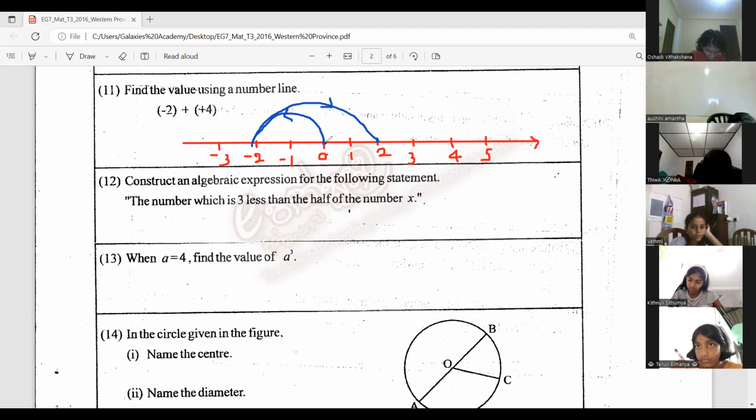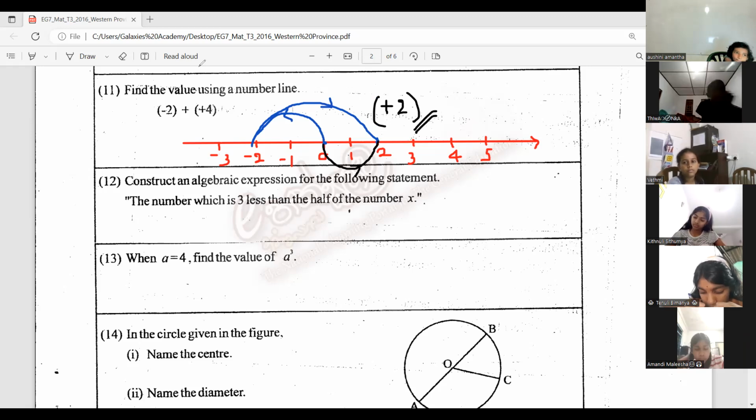Then look, this is the starting position, this is the ending position. Then I can mark the answer: from 0, moving 2 places in the positive direction. So what is the answer? Positive 2. The final answer is positive 2. Right? It is the answer for the 11th one.